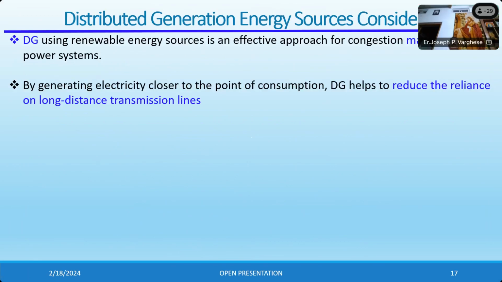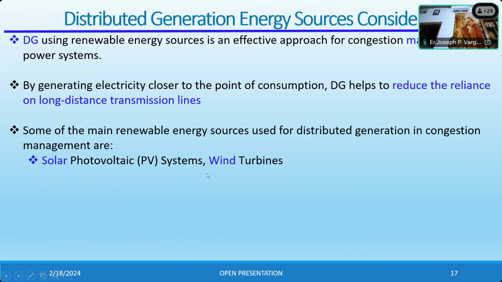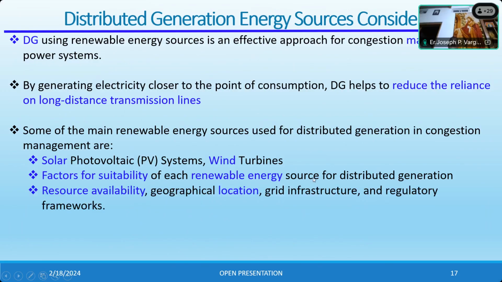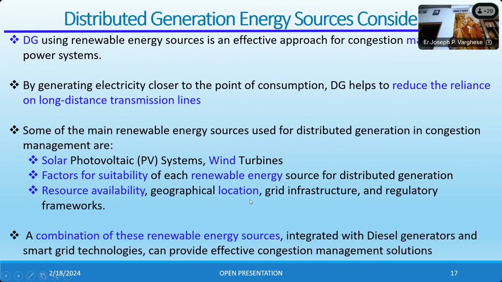Now let's go to the distributed generation energy sources considered. The generally considered distributed generation sources are solar power generators and wind generators, that is, solar photovoltaic systems and wind turbines. The factors for the suitability of each renewable energy source for distributed generation are resource availability and geographical location. A combination of these renewable energy sources integrated with diesel generators and smart grid technology can provide effective congestion management solutions.